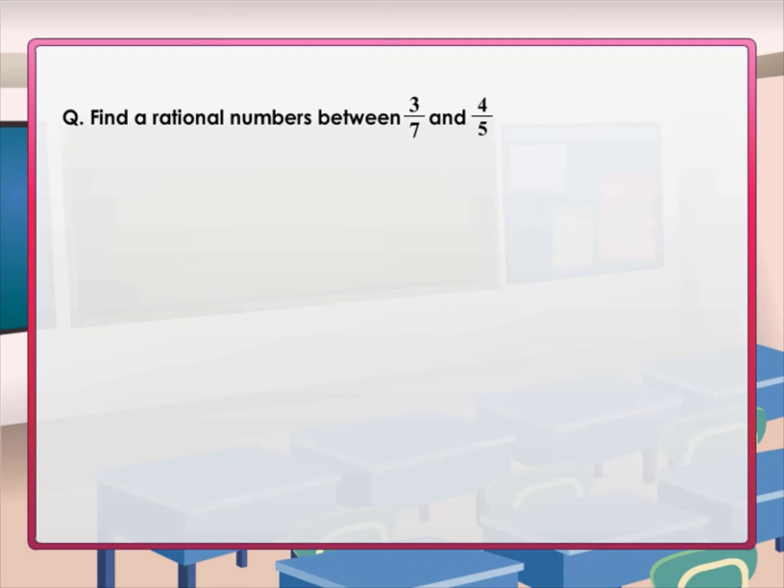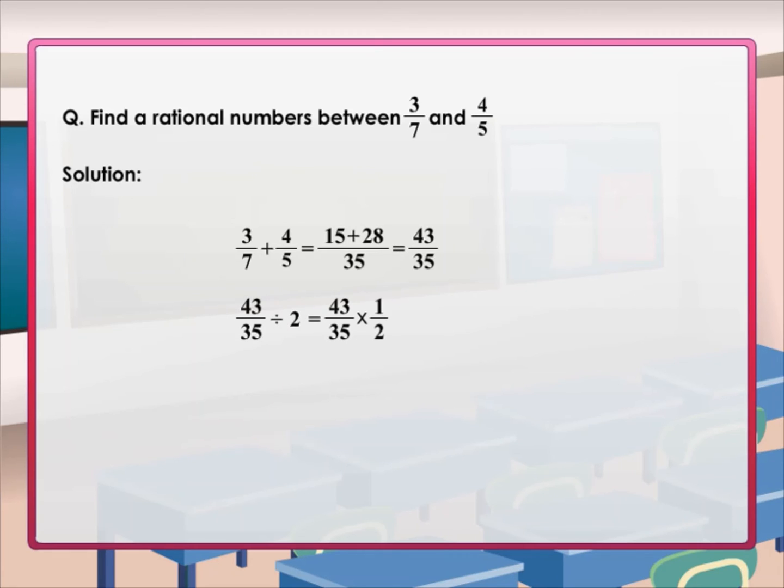Find a rational number between 3 by 7 and 4 by 5. Now let us see the alternative method. First, we will find the mean of the two given rational numbers 3 by 7 and 4 by 5. The sum of 3 by 7 and 4 by 5 is 43 by 35. So we divide the sum by 2. We get the result 43 by 70. So we can say the rational number 43 by 70 lies between 3 by 7 and 4 by 5.